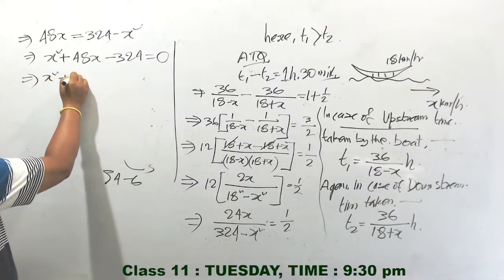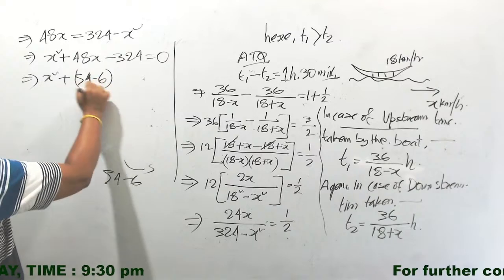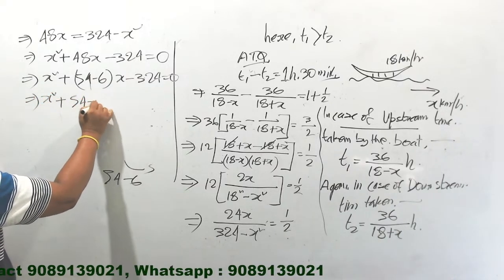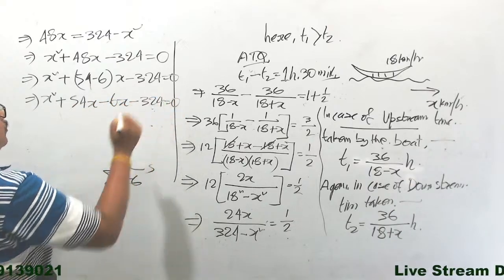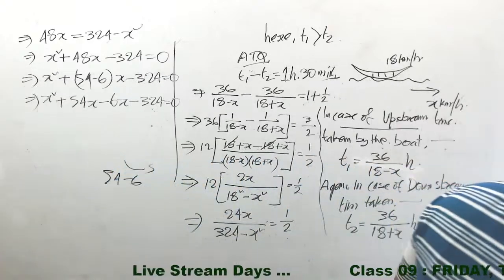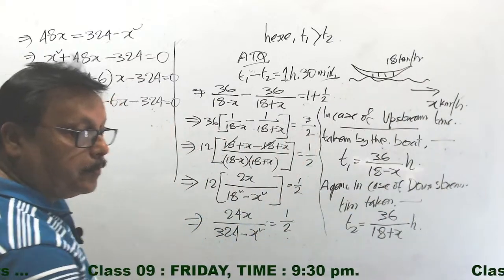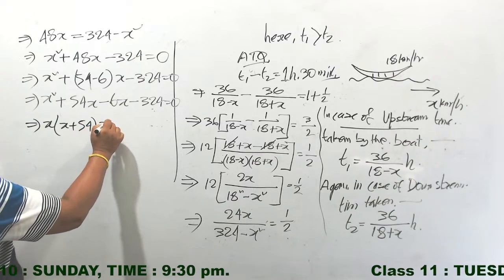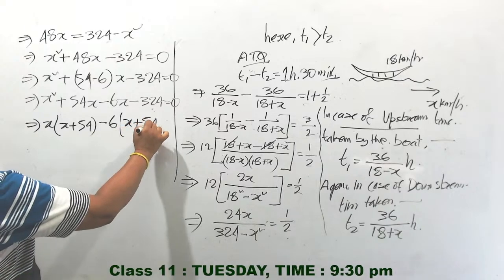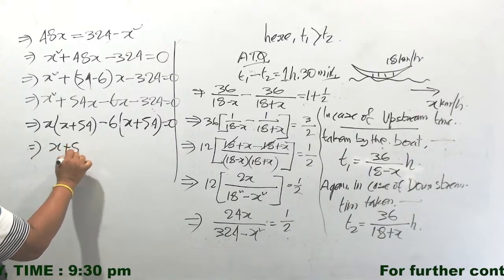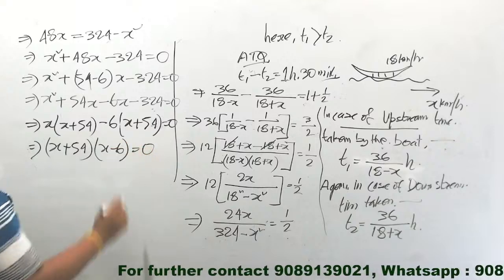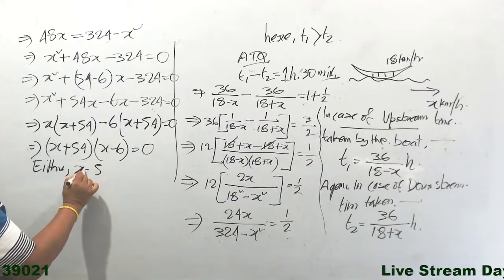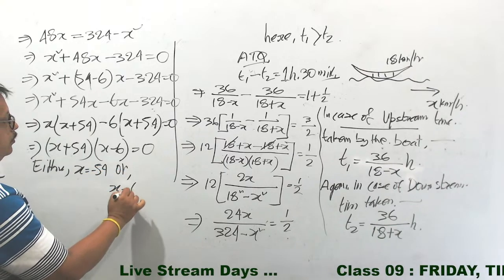So x square plus 54 minus 6 into x minus 324 equal to 0. This implies x square plus 54x minus 6x minus 324 equal to 0. Understood? Now take common: x plus 54, minus 6 times x plus 54. This implies x plus 54 into x minus 6 equal to 0. Either x equal to minus 54 or x equals to 6.